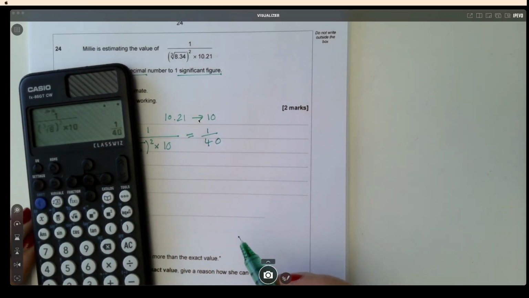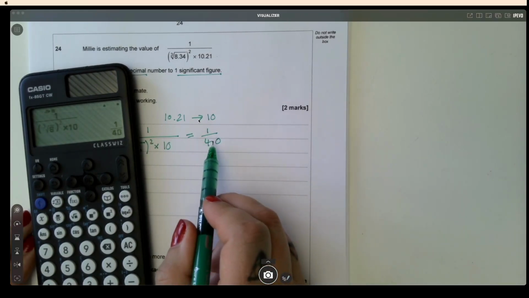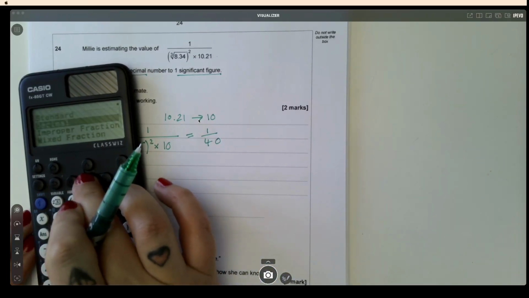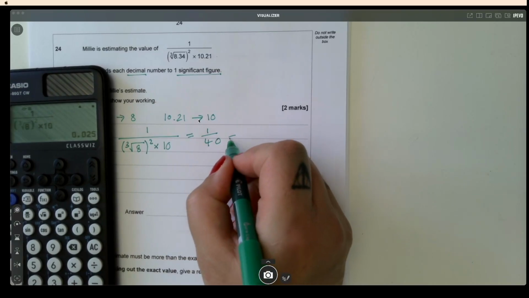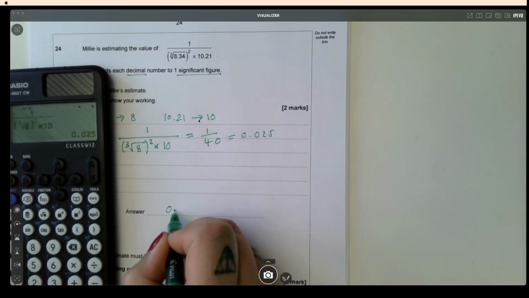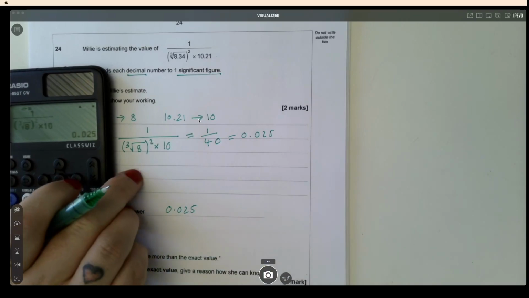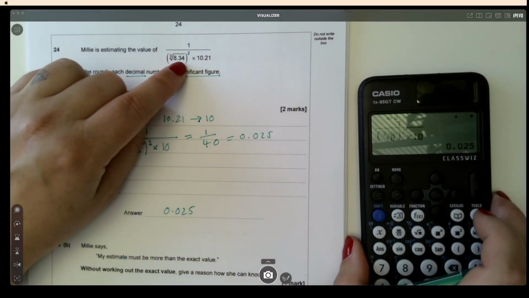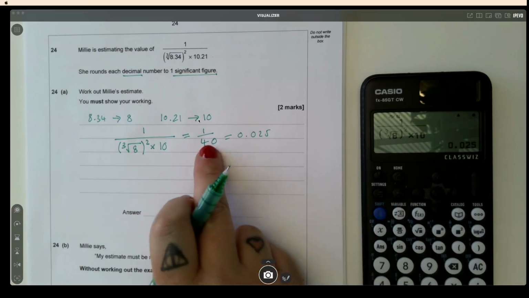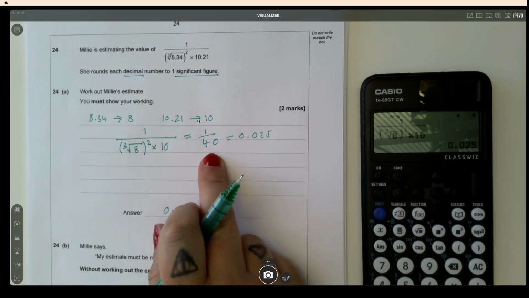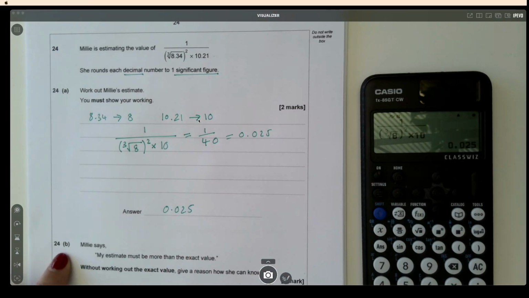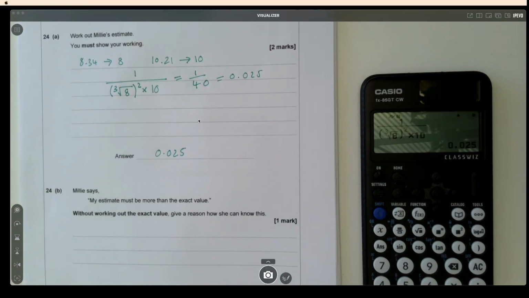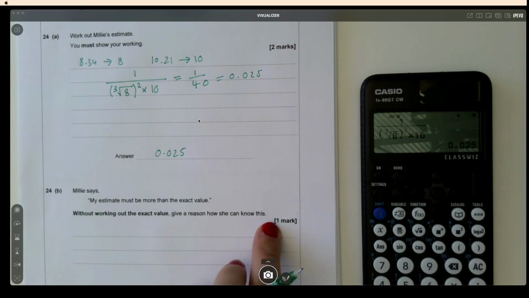It doesn't say whether to give your answer as a decimal or a fraction, but to be safe, I've got 1 over 40 there. I'm now going to convert it to a decimal, which equals 0.025, and I'll probably put 0.025 on the answer line there, purely because we were dealing with decimals in the calculation. That's the only reason. But you would be okay with 1 over 40 as well, I'm sure, on the mark scheme. Okay, 24b. Millie says, my estimate must be more than the exact value. Without working out the exact value, give a reason how she can know this.